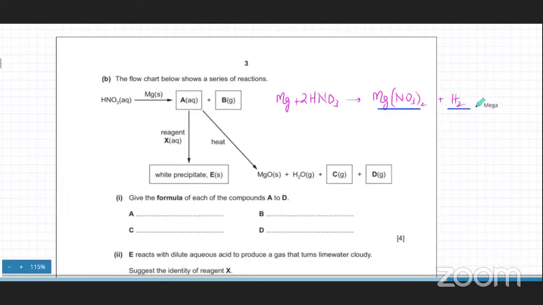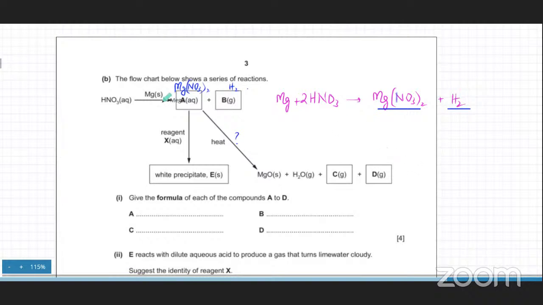And as you can see, they clearly stated this. So this is Mg(NO3)2, and the other one is H2 gas. And then they're saying that reagent X is added and a white precipitate is formed. There's another reaction going on where Mg(NO3)2 is getting converted into MgO and H2O and two other gases.